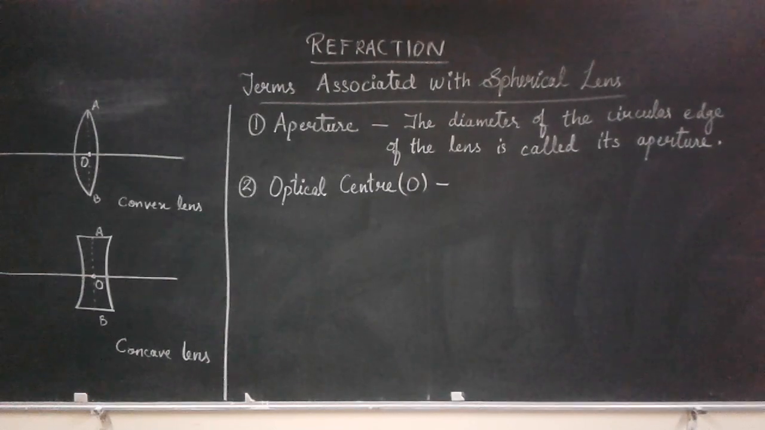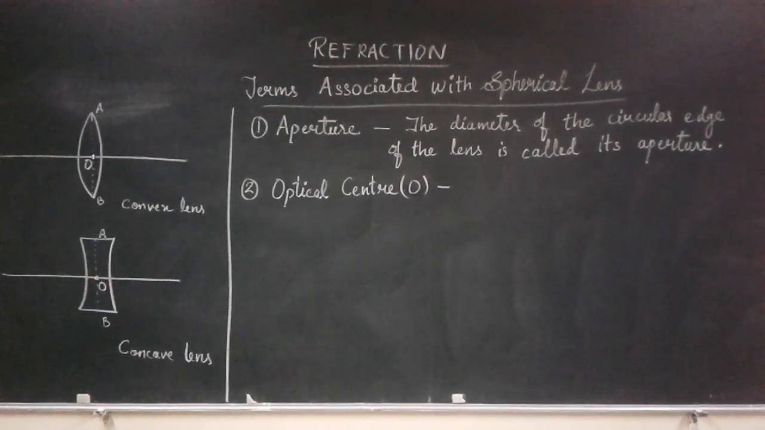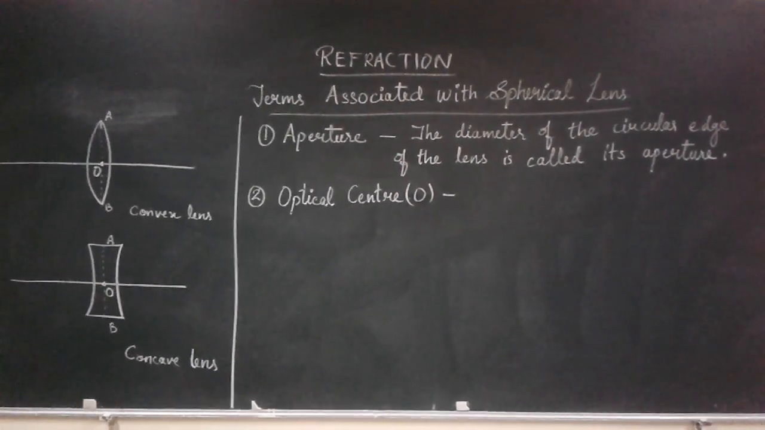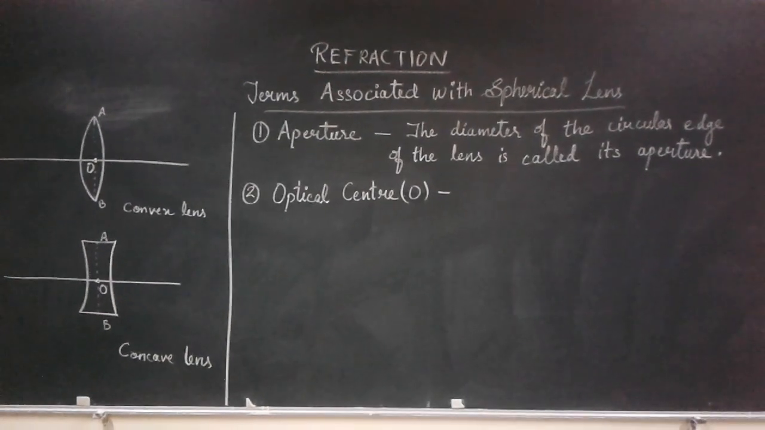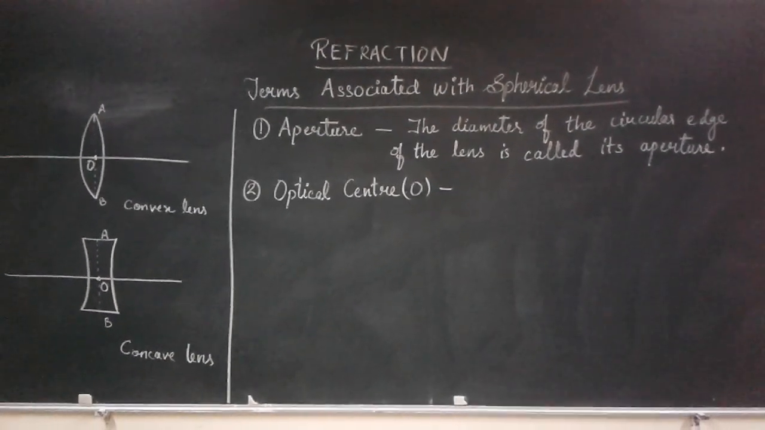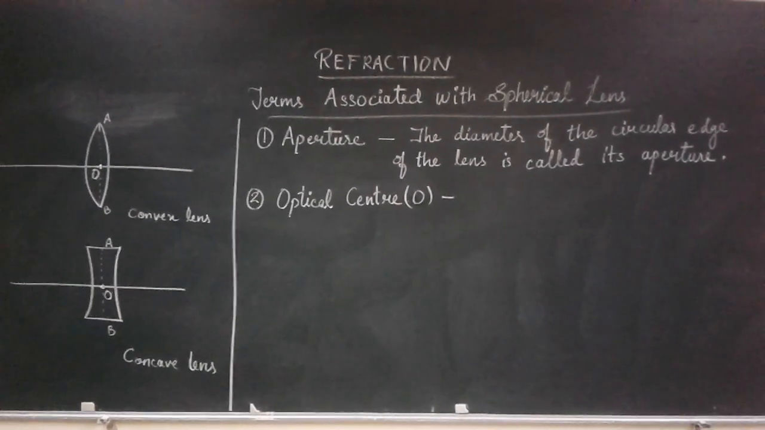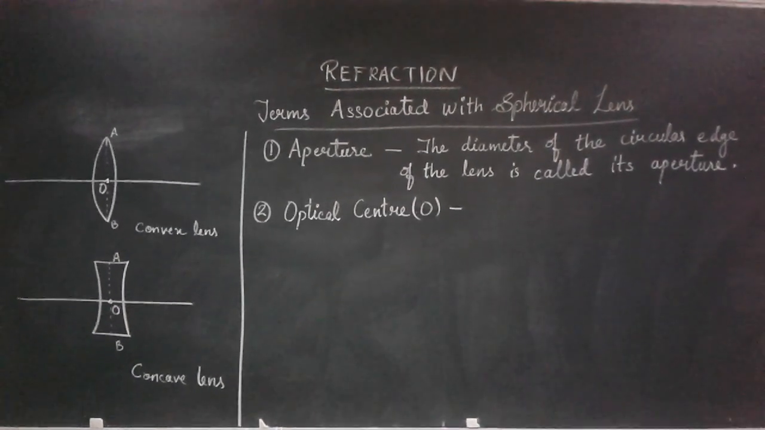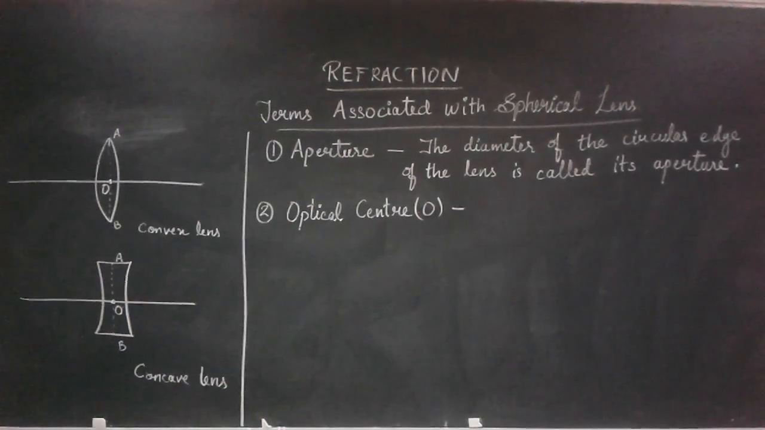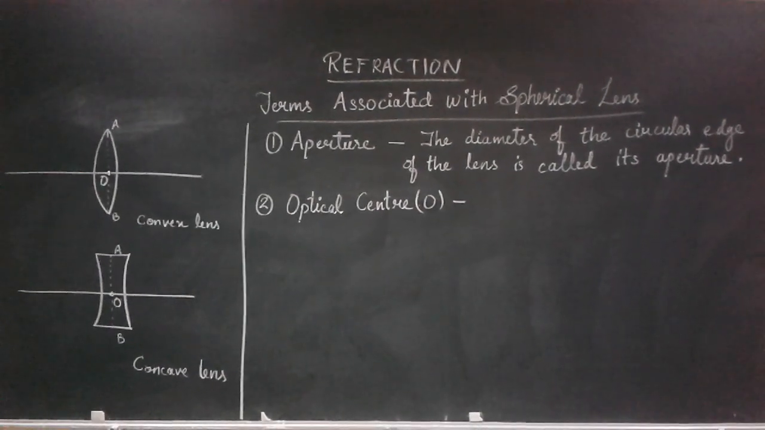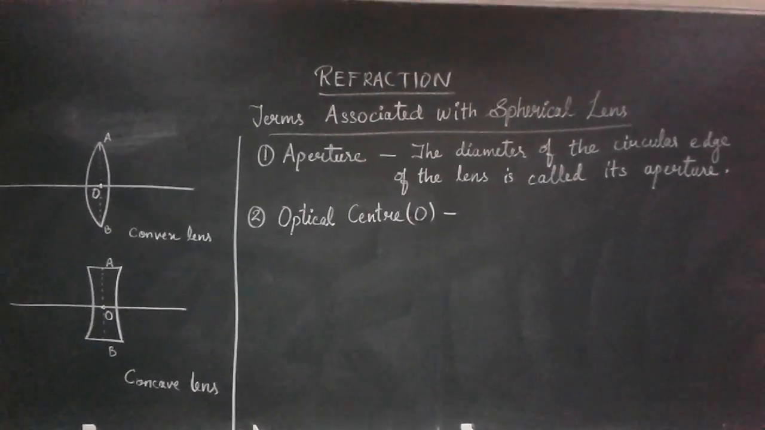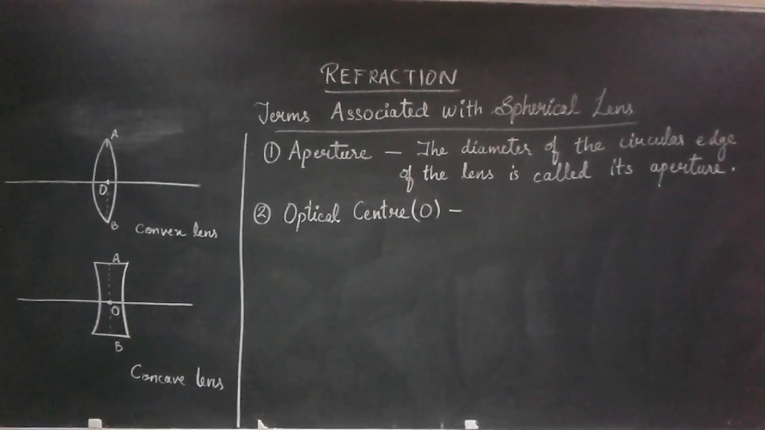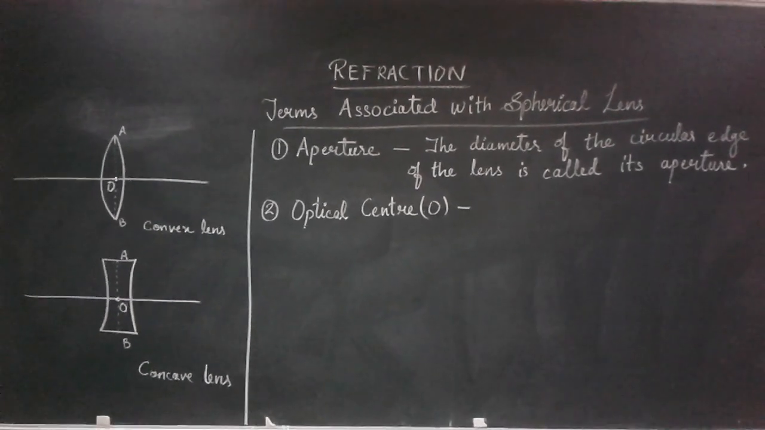Any line or any ray which passes through the optical center does not deviate anywhere. That means it is that point which plays the same role as we have seen in case of mirror. So, from the optical center, if a ray is passed, it does not deviate anywhere and all the distances will be measured from this point only.